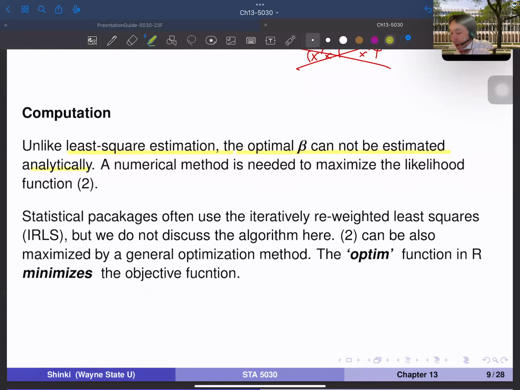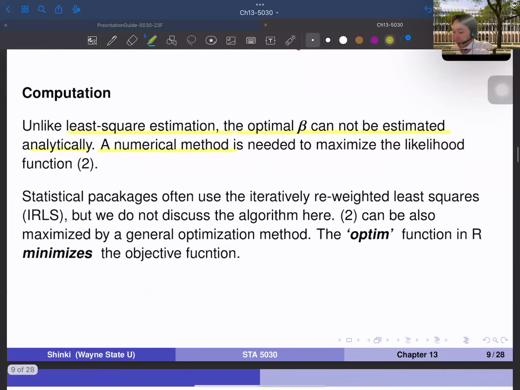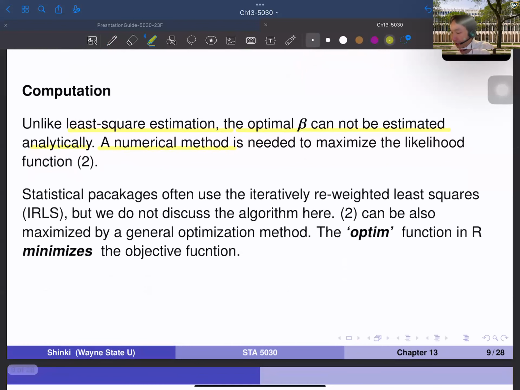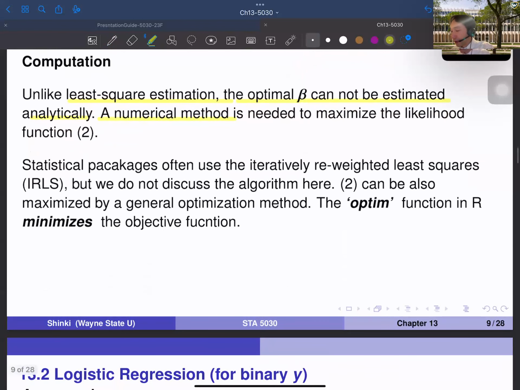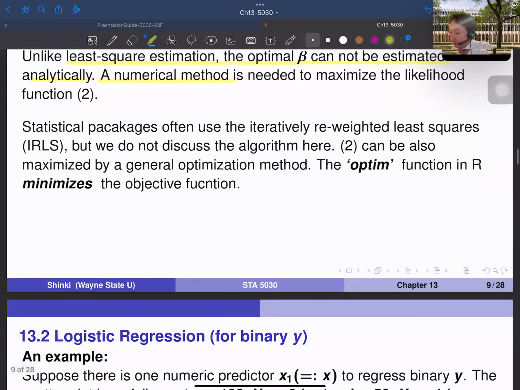So basically we need a numerical method to maximize the likelihood function. And statistical packages often use iteratively reweighted least squares. So basically, we can exploit the method of least squares in some way, but we have to do an iterative calculation similar to the Newton-Raphson method. If we use an optimization function in R, such as the optim function, we can calculate the beta.